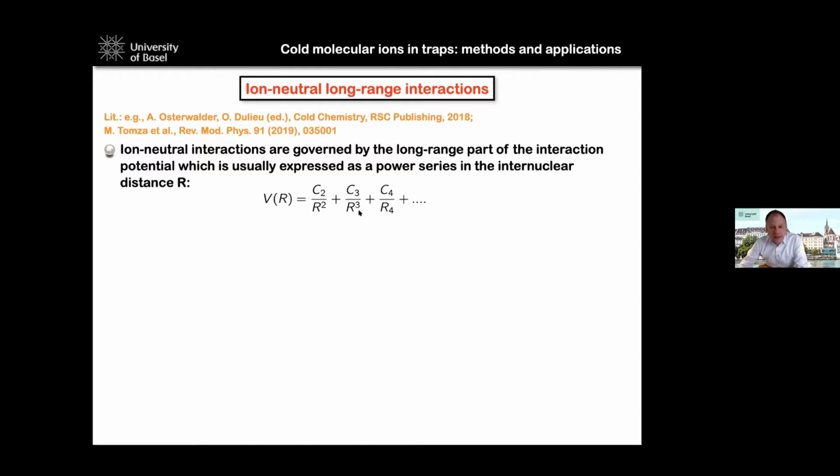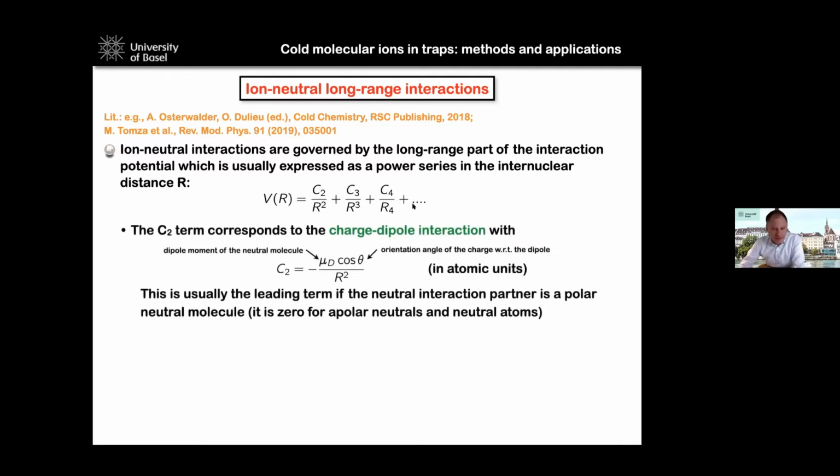As a function of the internuclear distance. And one can see that we have terms in R squared, R cubed, R to the power 4, this should be a superscript here, and so forth. And the task is now to just figure out what these different coefficients are for different scenarios of collisions that one has. So the first term here, there would also be a C1 term, right? But the C1 term would just be a Coulomb interaction. And since we are dealing with ion-neutral interactions, this term is not relevant. So the leading term is then, under certain cases, the C2 term in this series expansion.